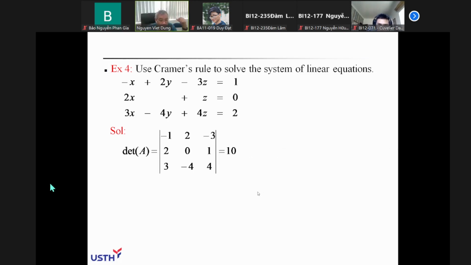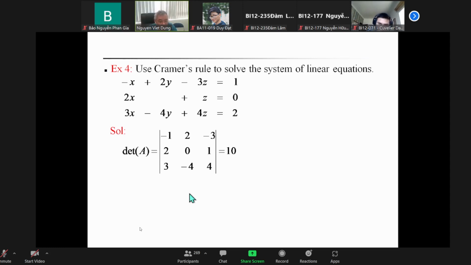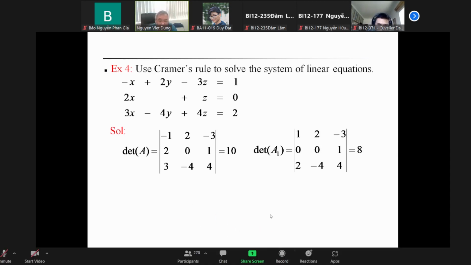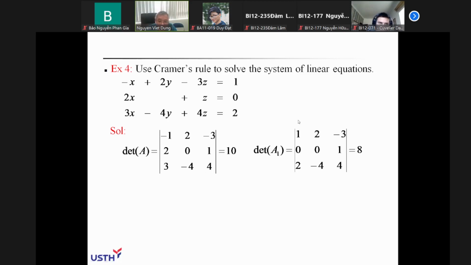First, A to be that one. And I suppose that for you, it's very easy to find the determinant of any 3 by 3 matrix. So that determinant is 10. Now I take A1. A1 is obtained from A by replacing the first column by the column of right hand side. So we get that one, and the determinant of that equals 8.